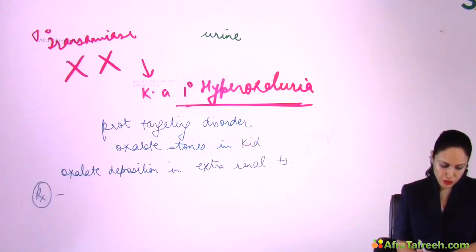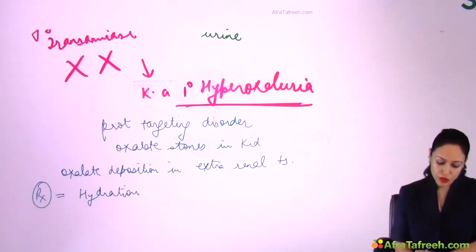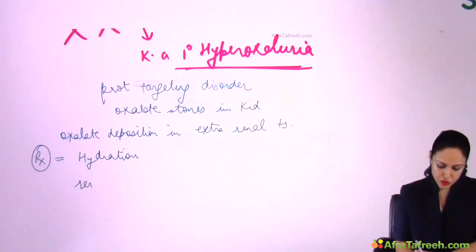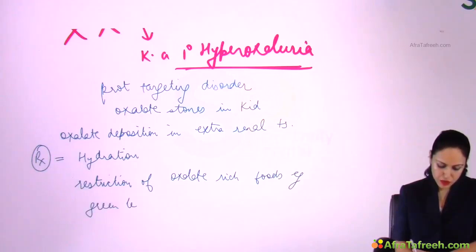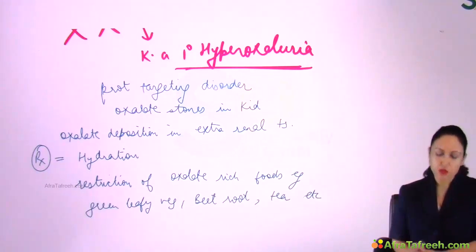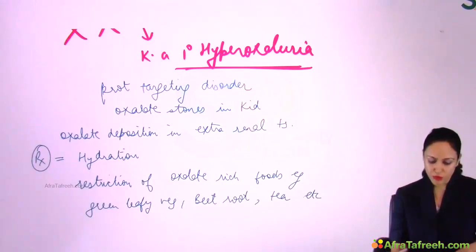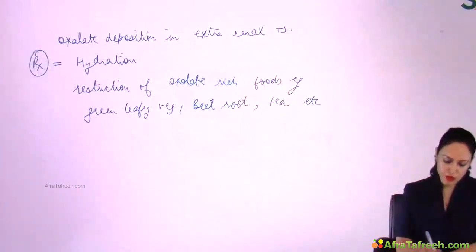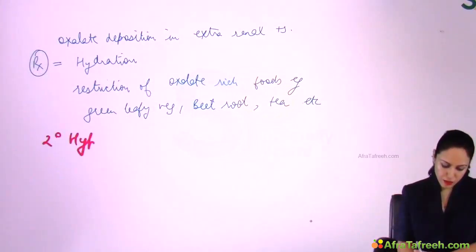And here the treatment given is hydration to prevent the formation of these oxalate stones, and there is restriction of oxalate rich food, for example green leafy vegetables, beetroot and tea, etc. Now this was the case of primary hyperoxaluria. Now let's see what is secondary hyperoxaluria, due to some secondary causes.